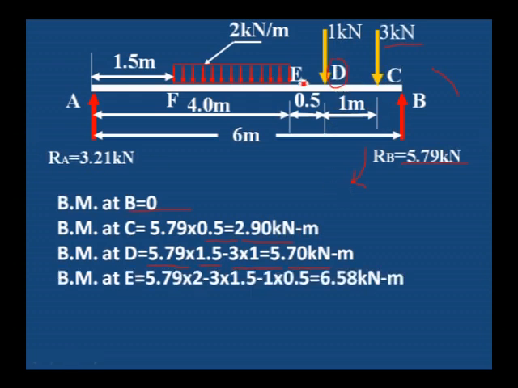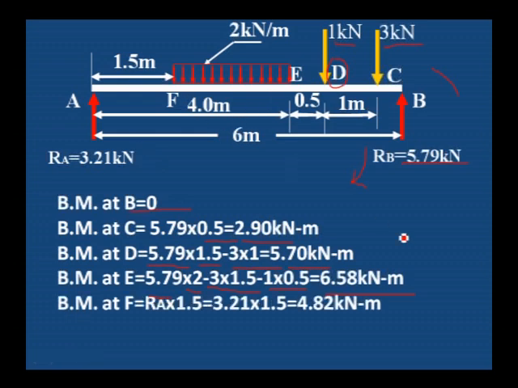Next, bending moment at E. We have to take the moment of all the forces on the right side of E. That is RB into 2 meter, the distance from E to C is 2 meter, minus 3 into 1.5, the distance is 1.5, minus 1 into 0.5, the distance is 0.5. Therefore, 6.58 kilonewton meter is the bending moment at E.